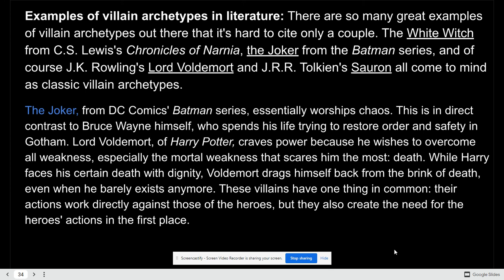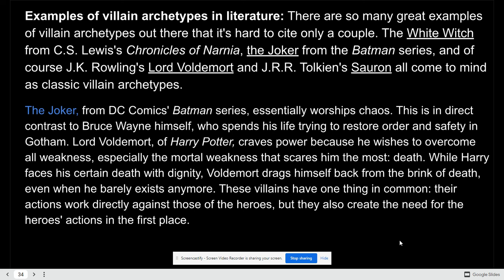Examples of villain archetypes in literature. So the White Witch in the Chronicles of Narnia, the Joker from Batman, or Lord Voldemort from Harry Potter. The Joker is from the Batman series, DC Comics, and he essentially worships chaos. He is a direct contrast to Bruce Wayne himself, who spends his life trying to restore order and safety in Gotham. Lord Voldemort of Harry Potter craves power because he wishes to overcome all weakness, especially the mortal weakness that scares him the most, which would be death.